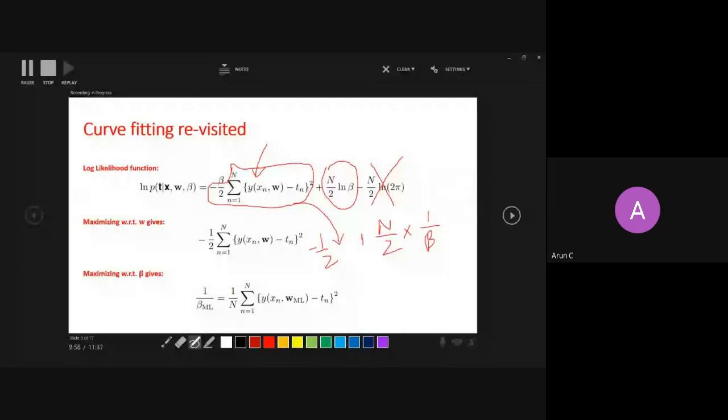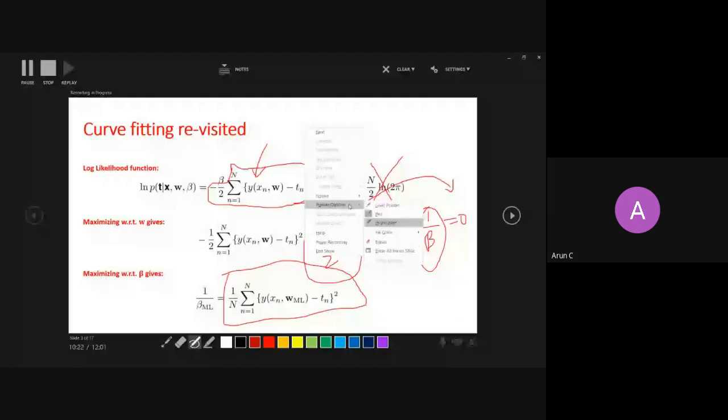You put it equal to 0, and when you put it equal to 0, you take this term on the other side. When you solve it for the value of beta, what will you get? You will get this result, right? It is nothing but the sample variance. So 1 upon beta will give you the sample variance of the data.